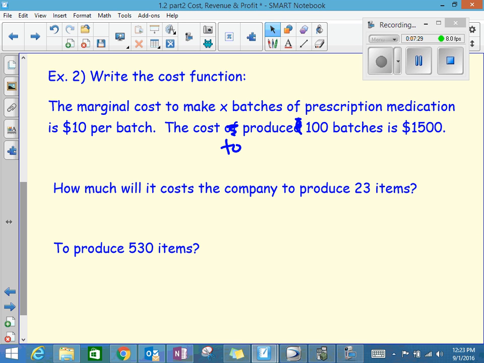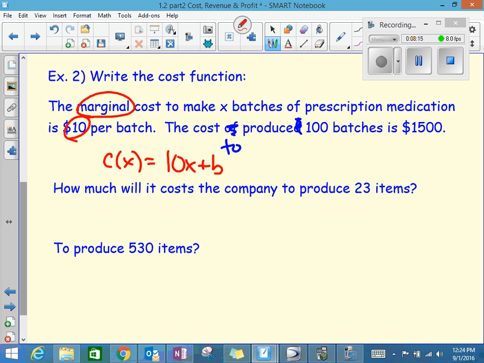So this kind of gave us a mix of information. First statement, the marginal cost to make X batches of medicine is $10 per batch. So what's that statement telling us? Not the fixed cost. This is saying the marginal cost to make X batches is 10. So marginal is M, right? So in our equation, the slope, or the M, is going to be 10. But then it says the cost to produce 100 batches is $1,500. So is our fixed cost $1,500?